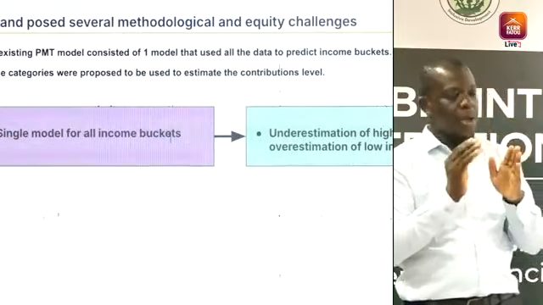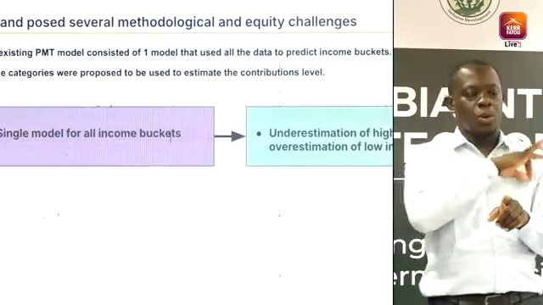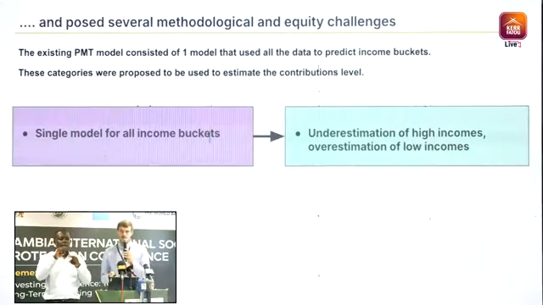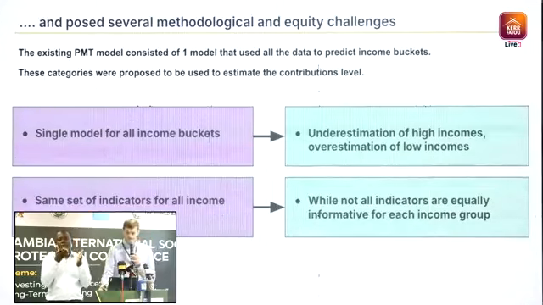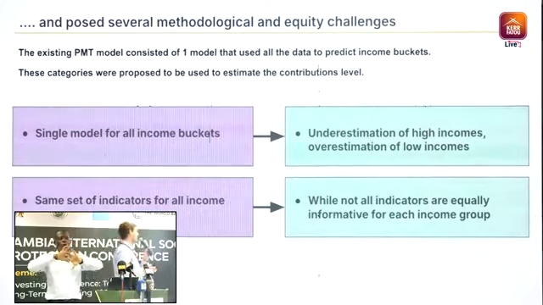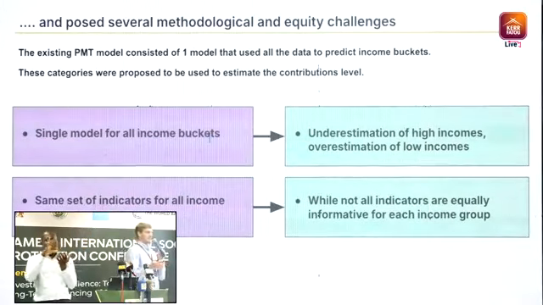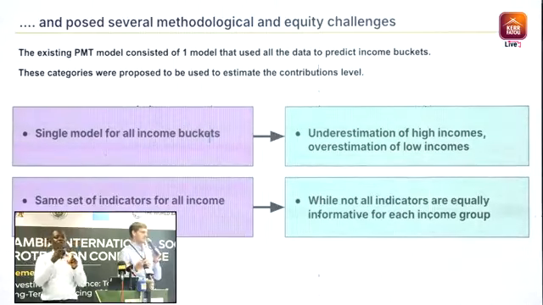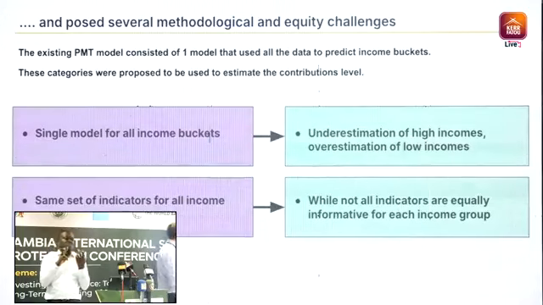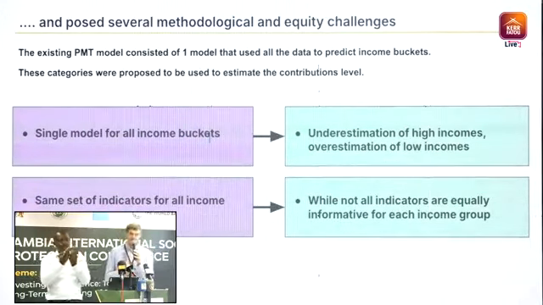So again, having one single model for all income groups, we already saw that, will very likely lead to the underestimation of high incomes and to the overestimation of low incomes. So there's a massive equity consideration here. But also using the same set of indicators for all income groups might not be the best choice, because not all of these indicators might have the same informative value across different incomes. So if somebody owns a TV, if somebody owns a Kubota, if somebody owns a car, that is information that might be very different across income groups.